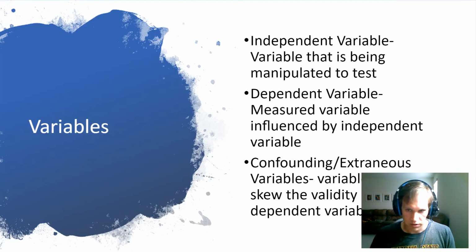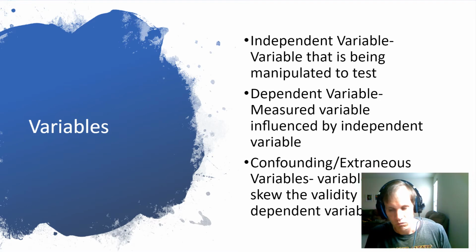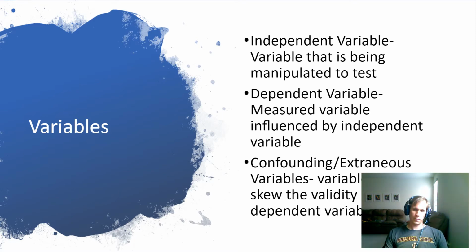So you've got your variables, super important. You have your independent variable. That is what you are changing. For example, time of day on test scores. I'm controlling the time of day. That's what I'm manipulating.